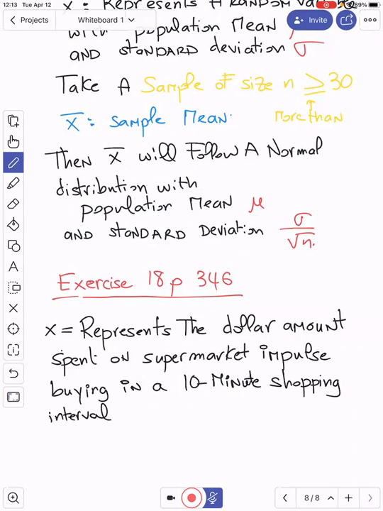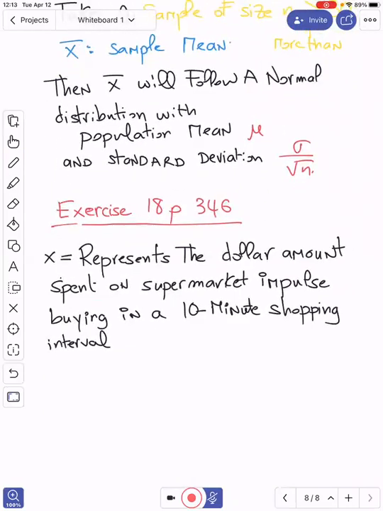So the mean of the X distribution is given. You see here, it doesn't say that X follows a normal distribution. Let me just remark here that X doesn't follow a normal distribution. I'm not saying X follows a normal distribution.